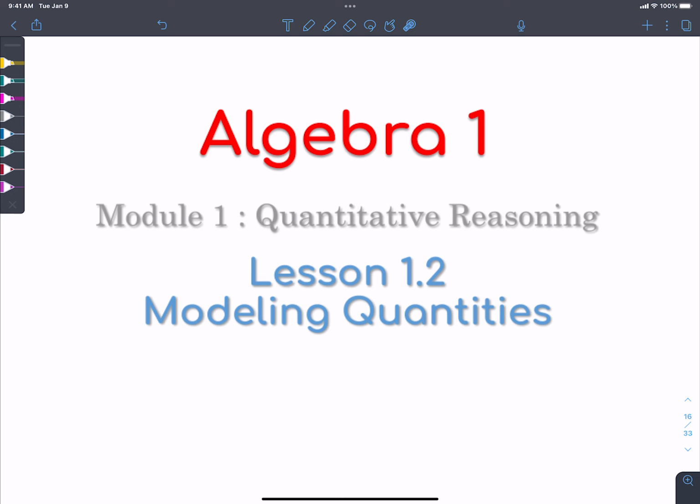Algebra 1, Module 1, Quantitative Reasoning, Lesson 1.2, Modeling Quantities.